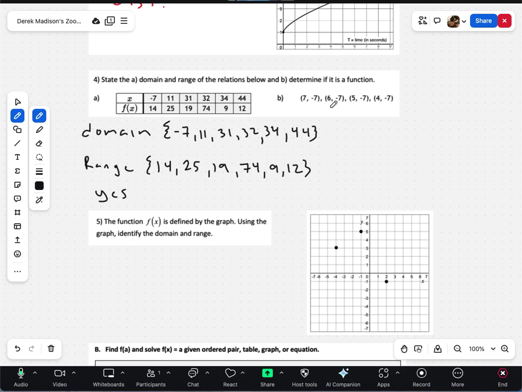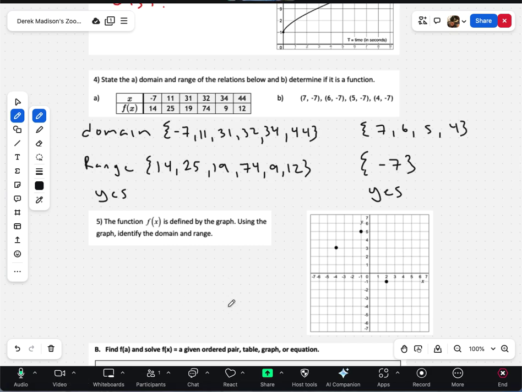For this one, determine if it's a function, and same thing, domain and range. So the domain for this is going to be 7, 6, 5, 4. And the range in this case is always -7. So we just do that for a range. And again, we can have repeats in y because when x is 7, the output is only -7. When x is 6, the output is only -7. If you graph that, you would get a horizontal line that would totally pass the vertical line test. So this one is also a function.